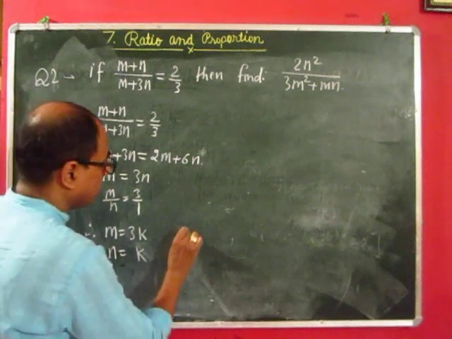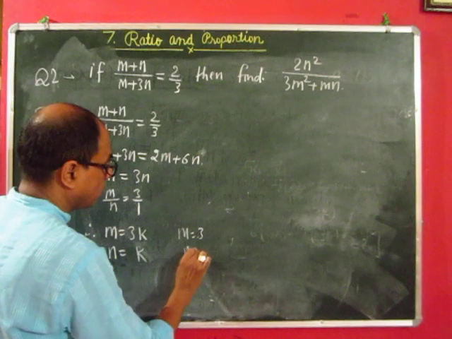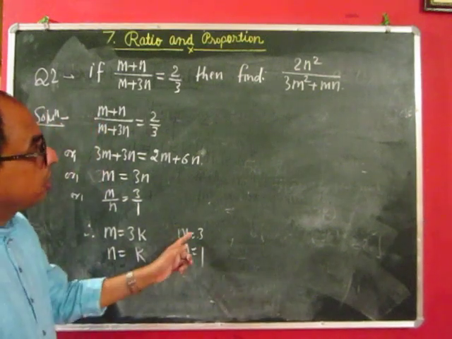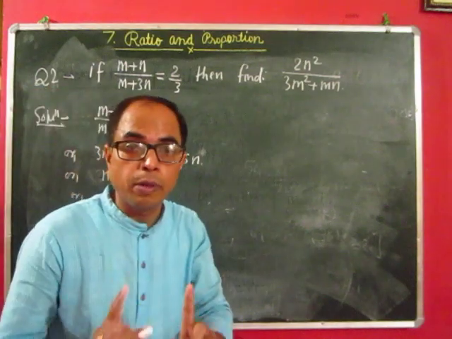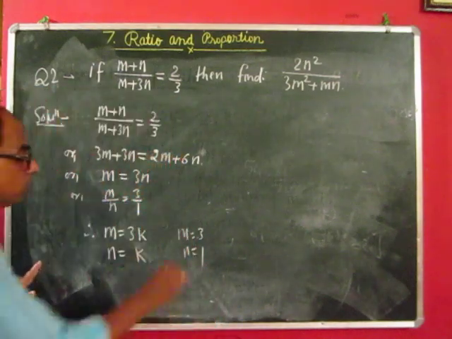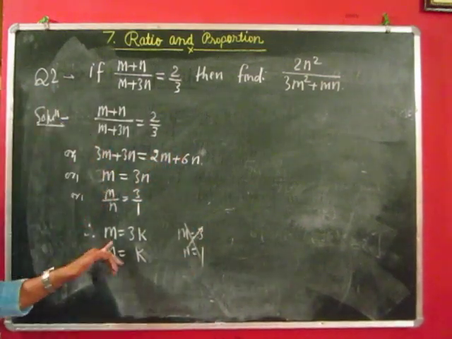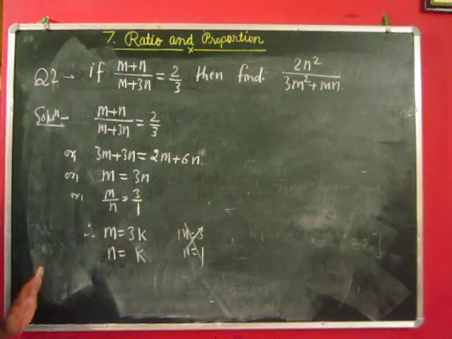If m is 3k, then n will be k. Don't write it this way: m equal to 3 and n equal to 1. Using this also you can get the correct answer, but you will not be given marks. Clear? So this is wrong. If m equal to 3k, n must be equal to k.